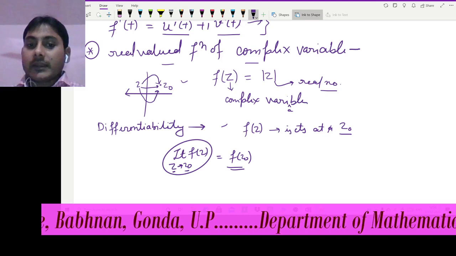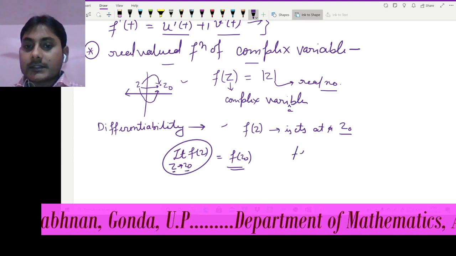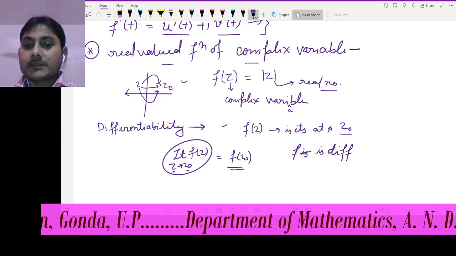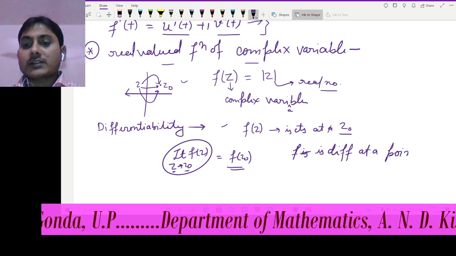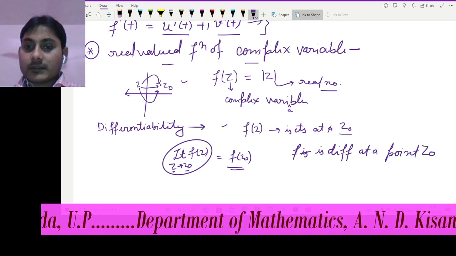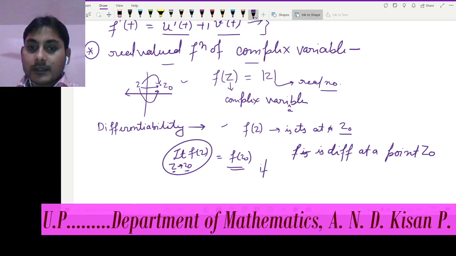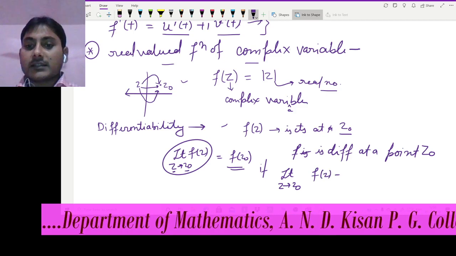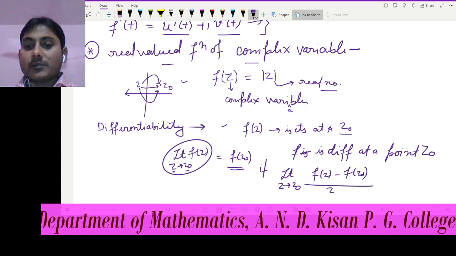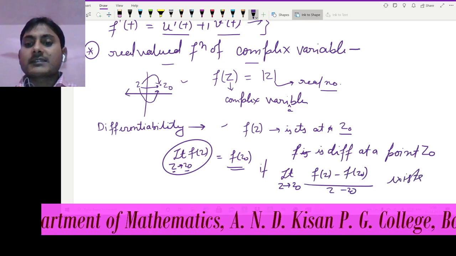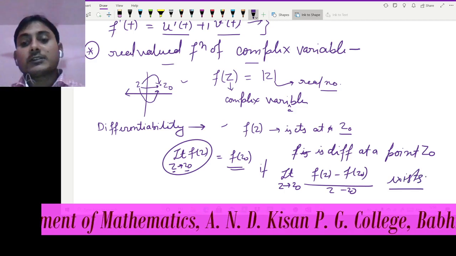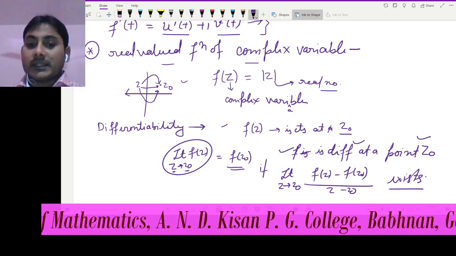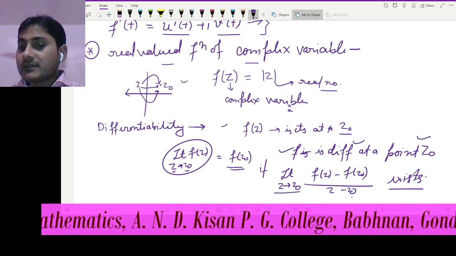In a similar way, we say that function f is differentiable at a point z naught if the limit as z goes to z naught of f of z minus f of z naught upon z minus z naught exists and is finite. Existence means the limit must be finite; only then will it exist, otherwise it is considered non-existent. So a particular complex function f is differentiable at a certain point if this limit exists.